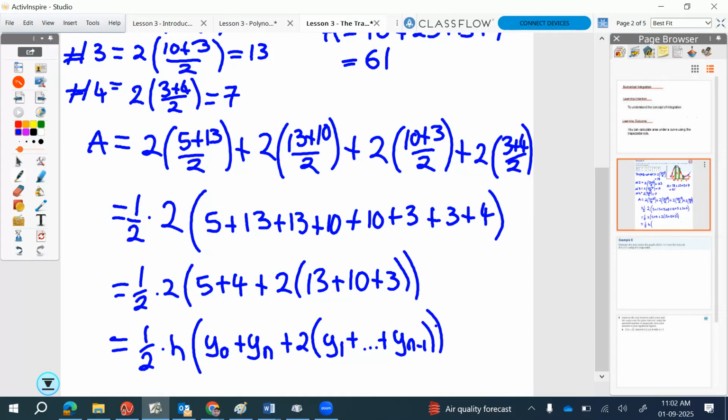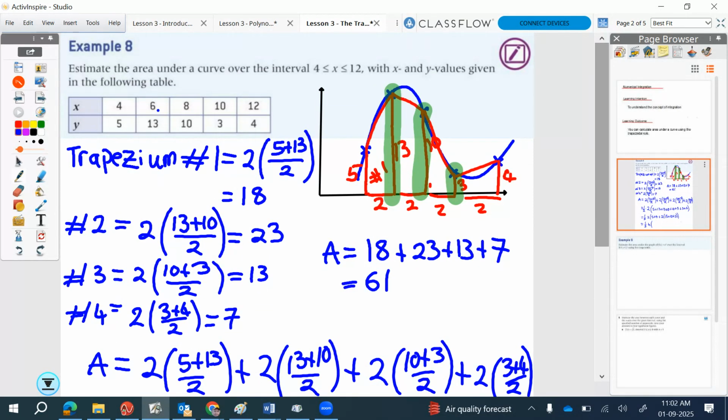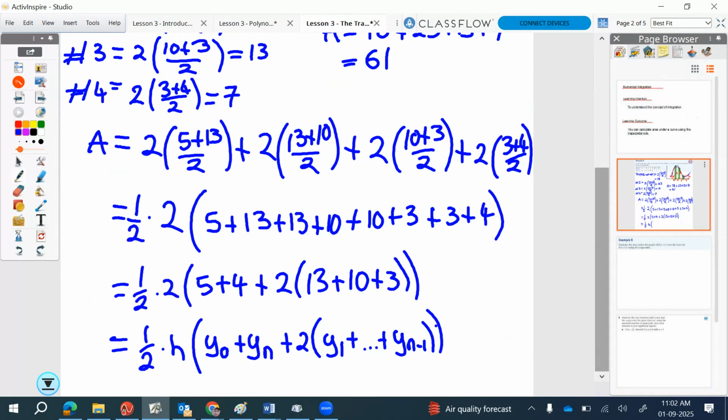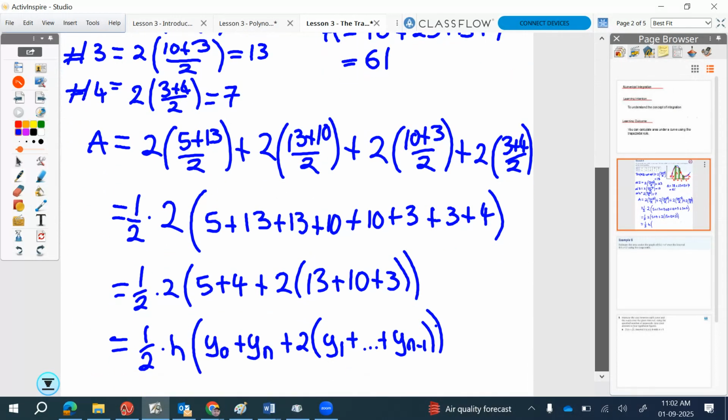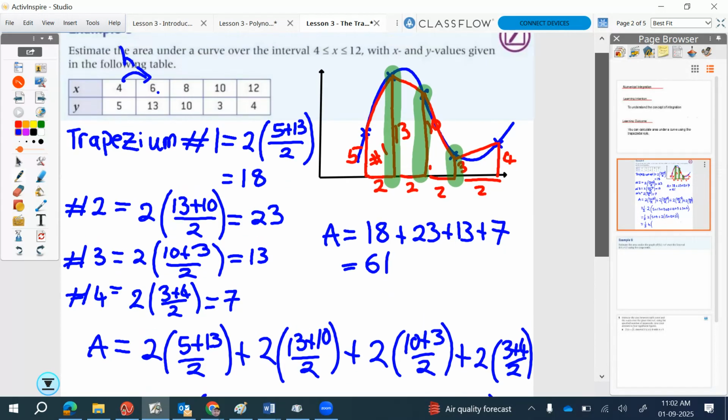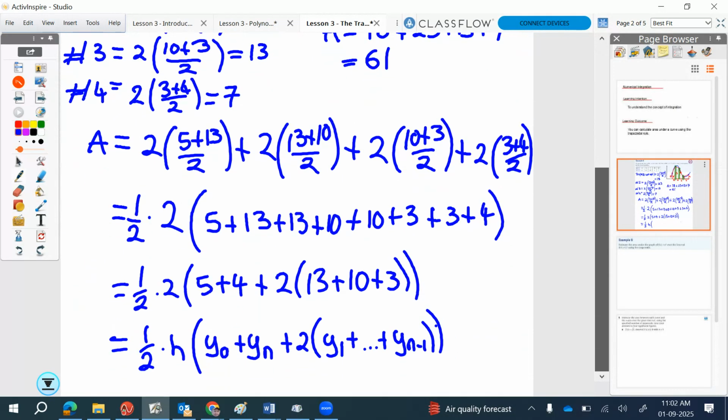So the half comes from the trapezium formula, we find the average of the two lengths. The h, that's your step size, that's the difference between each interval. We were going up in steps of 2 on this question. That's this number here, that's h, that distance there. y0, that's your first one. yn, that's your last one. And then two lots of all the middle ones, y1 to the penultimate one.